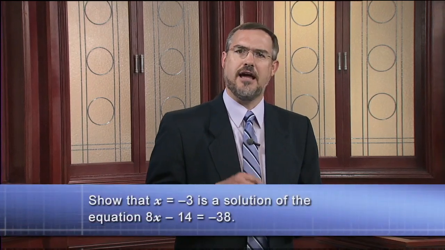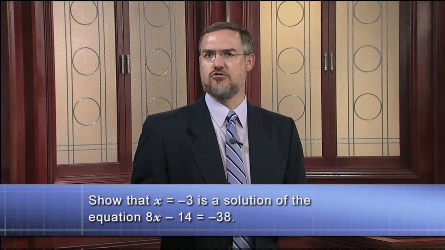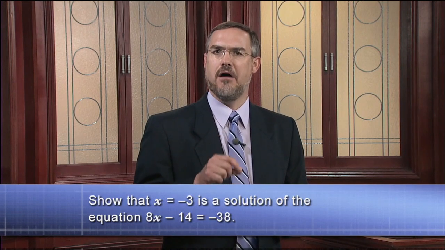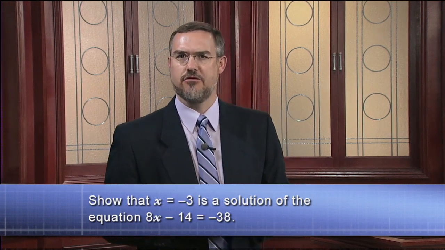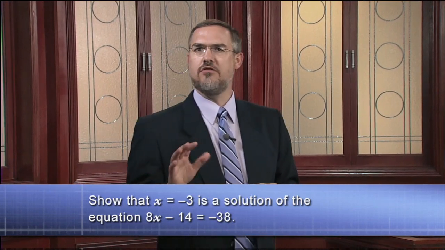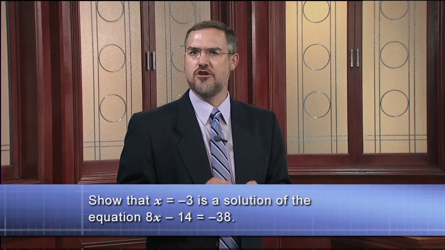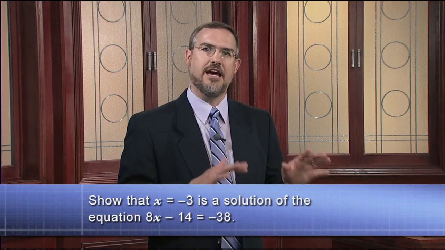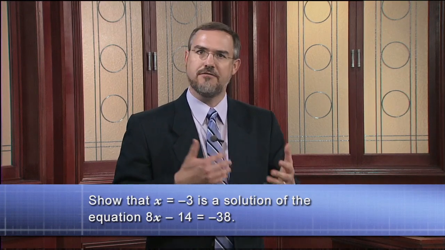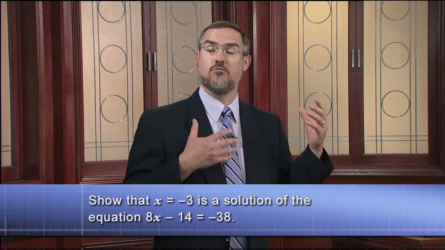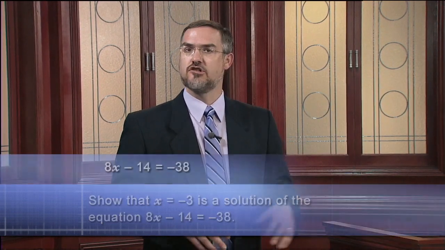Let's look at a second example of this type really quickly. Let's show that x equals negative 3 is a solution of the equation 8x minus 14 equals negative 38. Well, again, to show that negative 3 is a solution of the equation that we were given, we simply replace the x by negative 3, we simplify the equation as much as we can, and we see if what results is true. So I started with 8x minus 14 equals negative 38. I plug in negative 3 for x. And when I do that, I get 8 times negative 3 minus 14 equals negative 38.